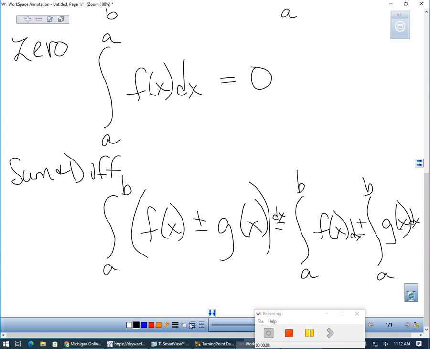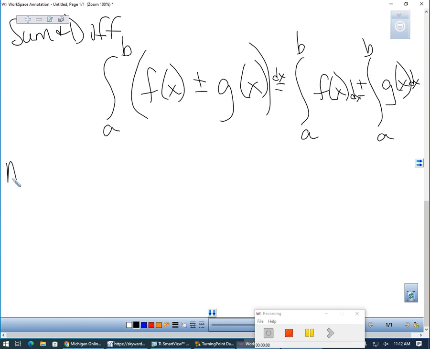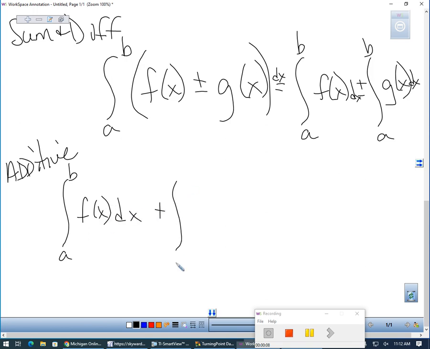So this is another important rule. This is the additive rule. Additive. All right. This one says if I have an integral from a to b of f of x dx, and I'm adding it to an integral that goes from b to c of f of x dx, I can actually do an integral that goes all the way from a to c of f of x dx.